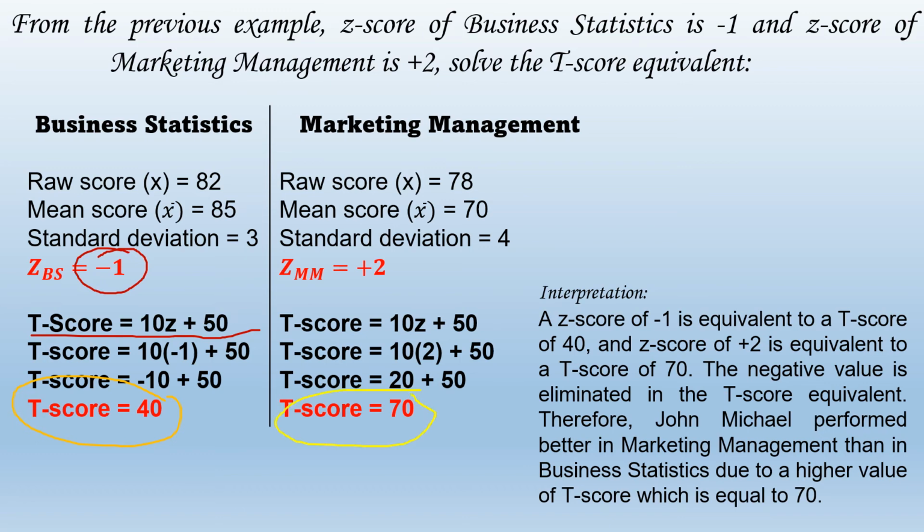Ha? And then based on the interpretation, John Michael performed better in marketing management. Because we're going to compare the value of the T-score for business statistics and marketing management, the T-score in marketing management is higher. Okay. Therefore, John Michael performed better in marketing management than in business statistics due to a higher value of t-score, which is equal to 70. Okay, I hope that is clear.